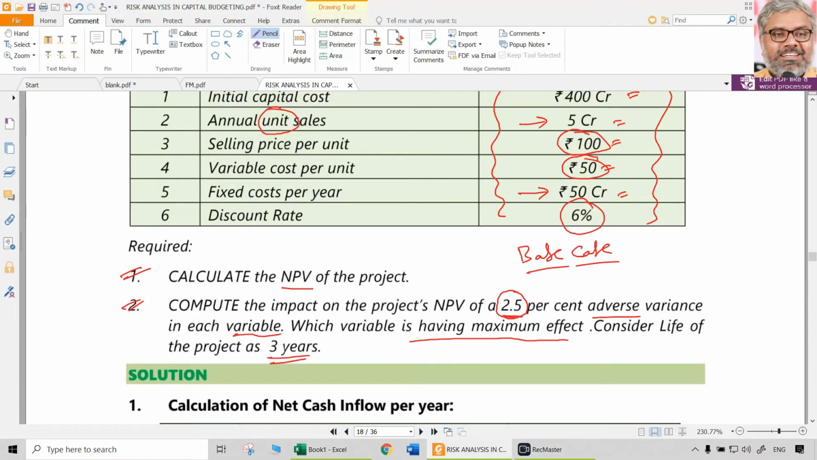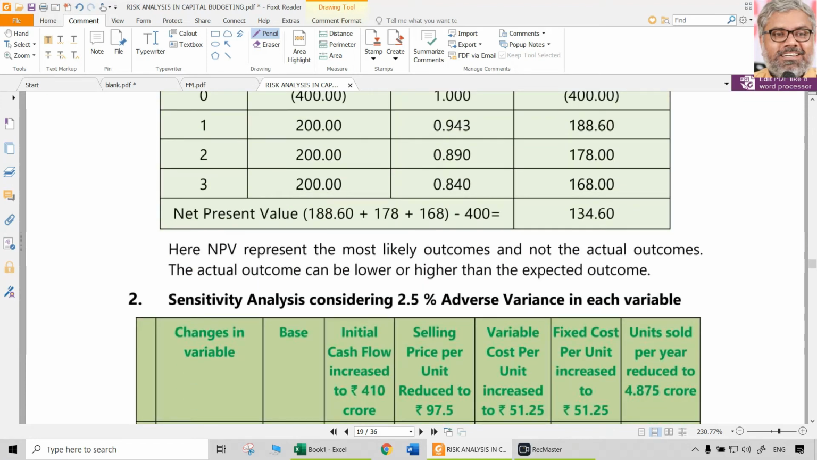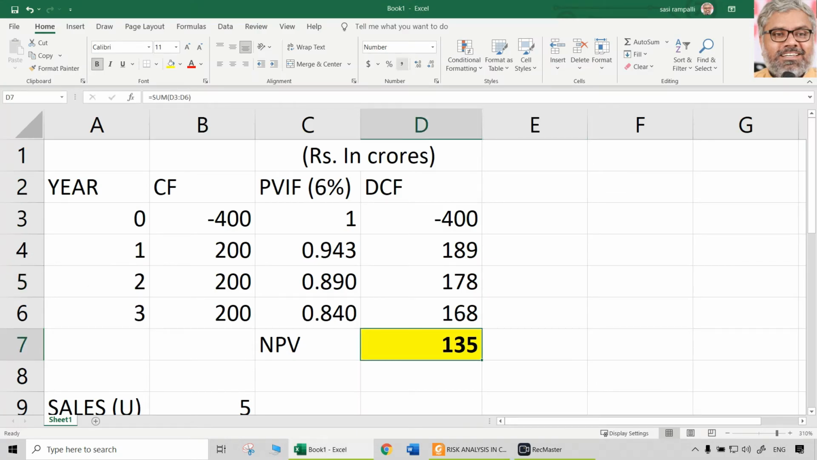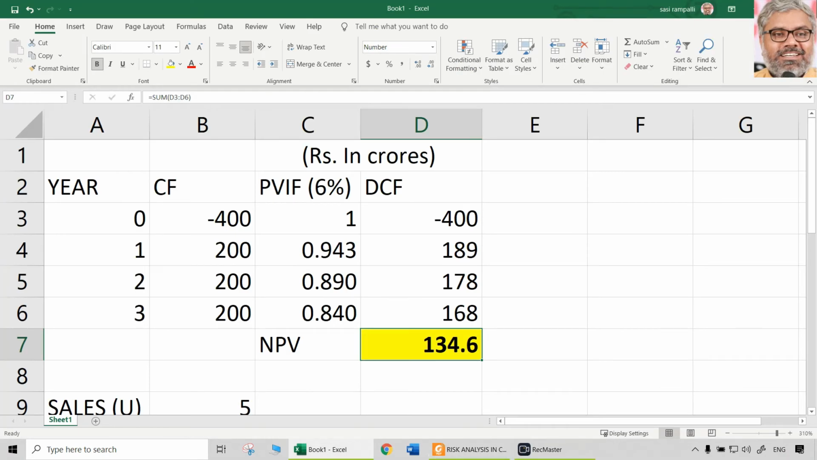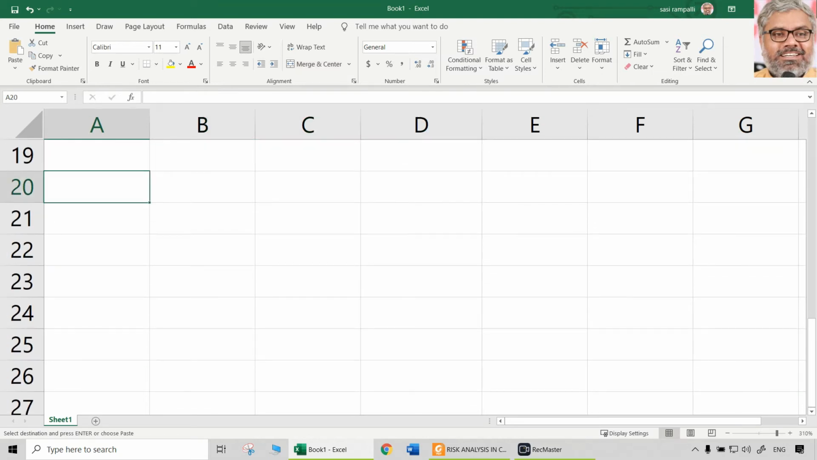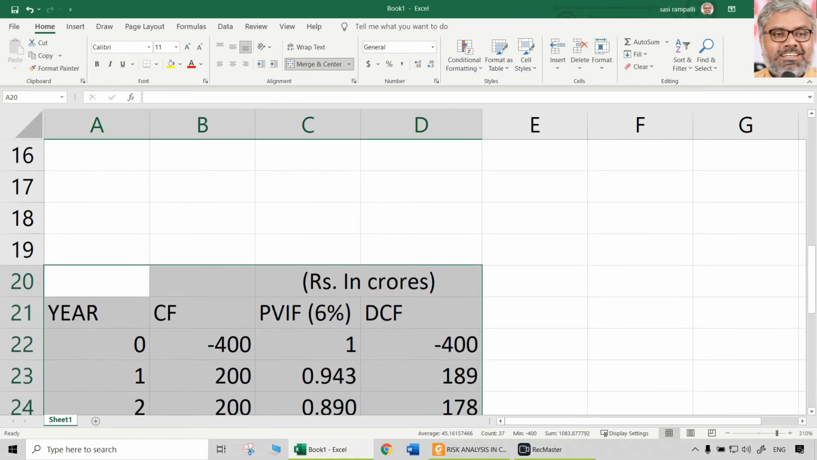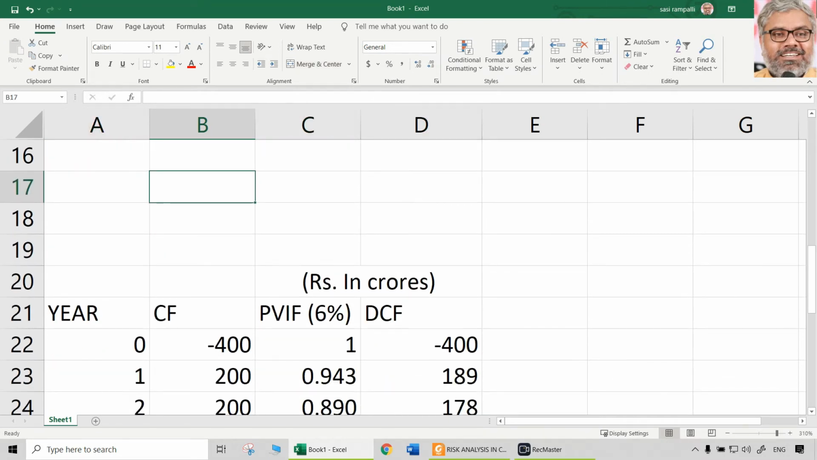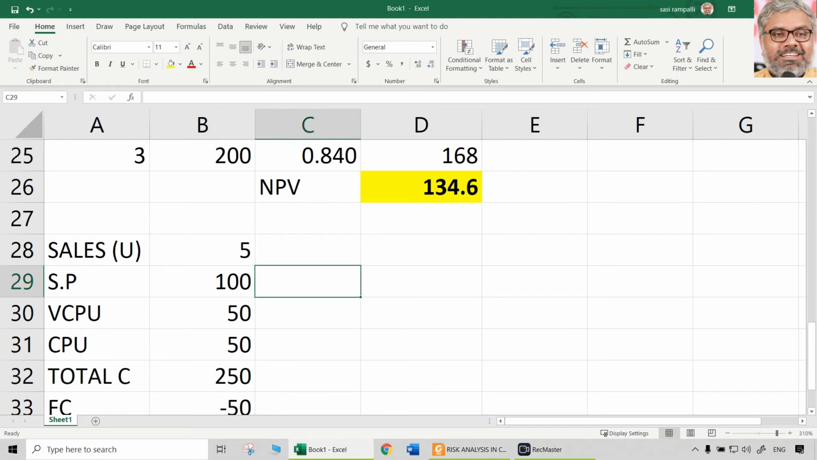Now we need to recalculate it multiple times, not just once. So the original base case NPV is around 135 crores, which is the same as 134.6 crores. Now we need to recalculate this NPV a number of times, changing each factor at a time. For each of the factors, you may not have the time to calculate everything in the same format. So directly also you can calculate, but change has to happen in each of the factors, which will result in a change in NPV also. Change has to happen to any one factor at a time.